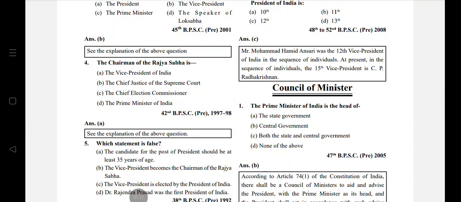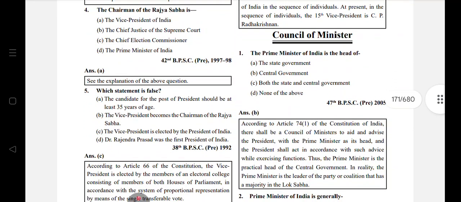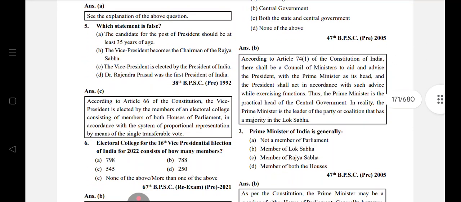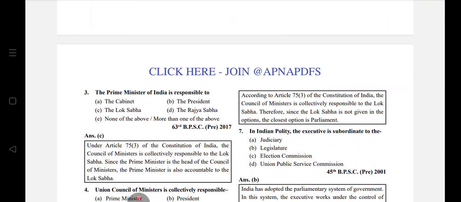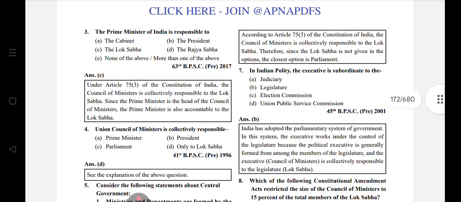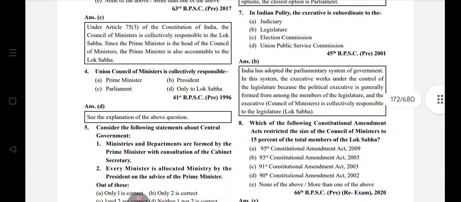Council of Ministers. Prime Minister of India is head of the central government. Prime Minister of India is generally a member of Lok Sabha. Prime Minister is responsible to the Lok Sabha. Union Council of Ministers is collectively responsible only to Lok Sabha.